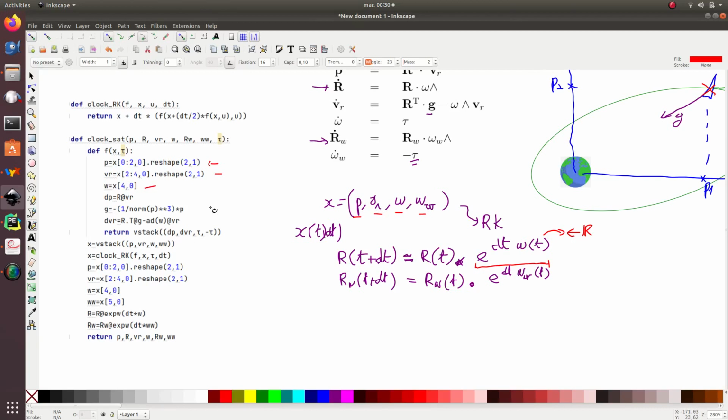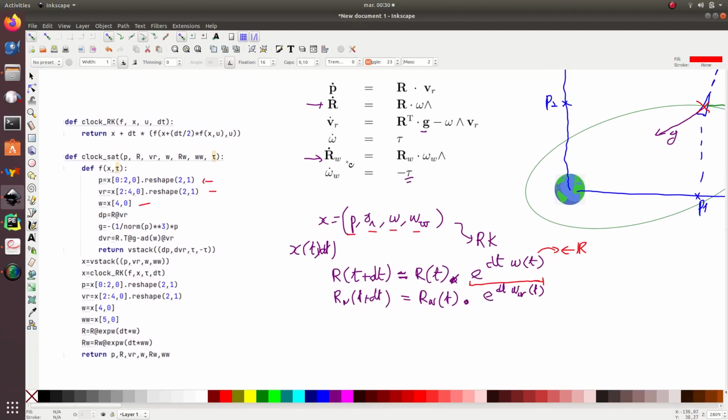Okay, so this one corresponds to this. The gravity has been given previously, and this one corresponds to that, and so on. So I will stack all of them, and in fact it will return an expression for x dot. Then from f and x I will use the Runge-Kutta method to provide an estimation for x at time t plus dt.